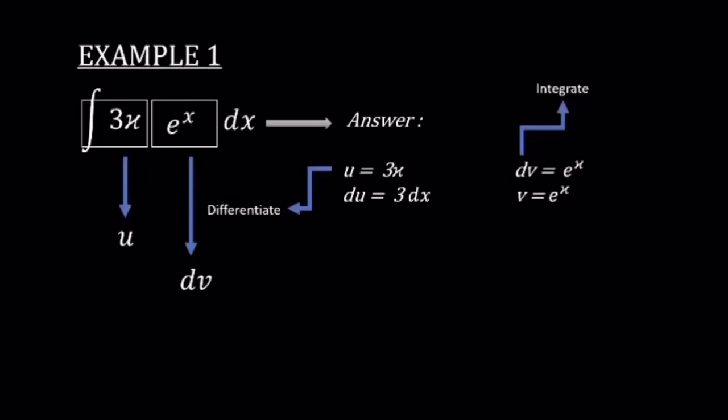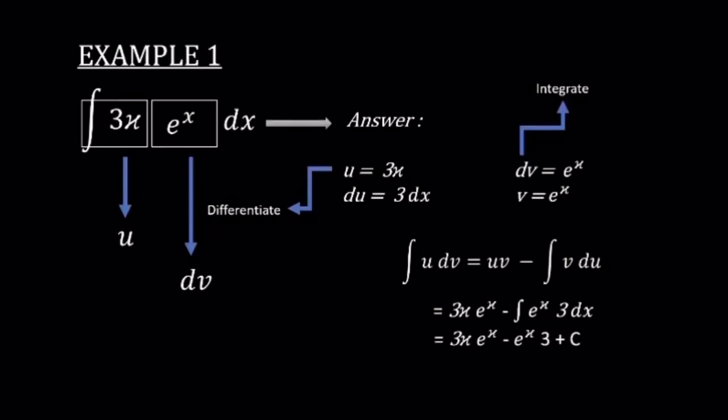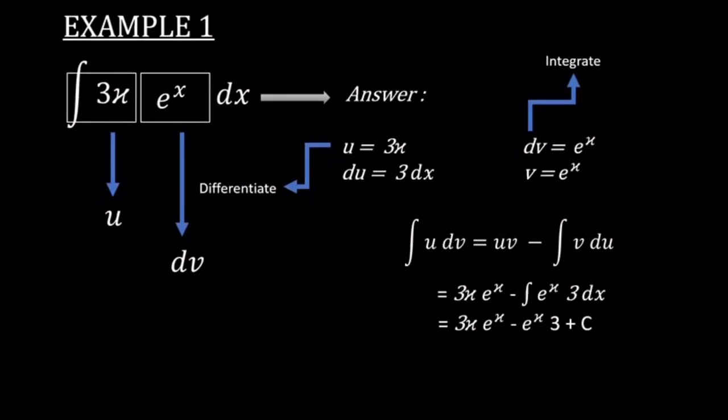After we get all the information, we need to enter the values into the formula given. So it will be 3x e to the power of x minus integral e to the power of x times 3 dx. Then what we should do for the next step is we must integrate the value of v and du. So the last answer will be 3x e to the power of x minus 3 e to the power of x plus c. The front equation will still be the same until the last answer.